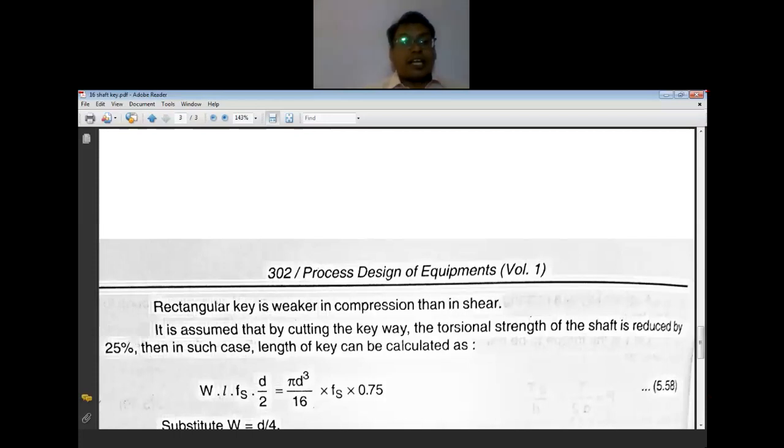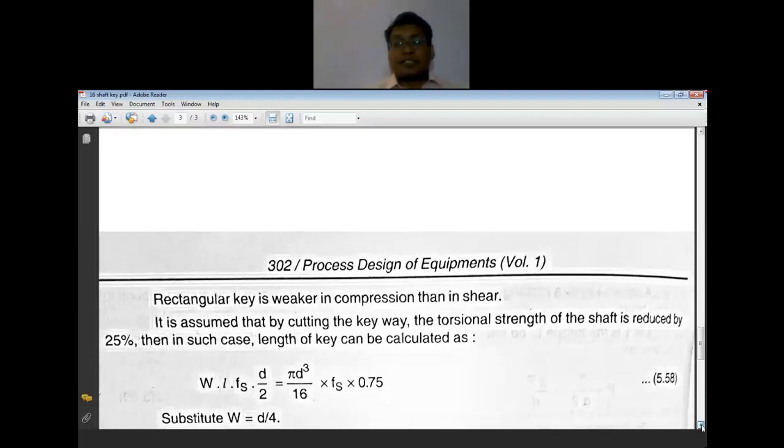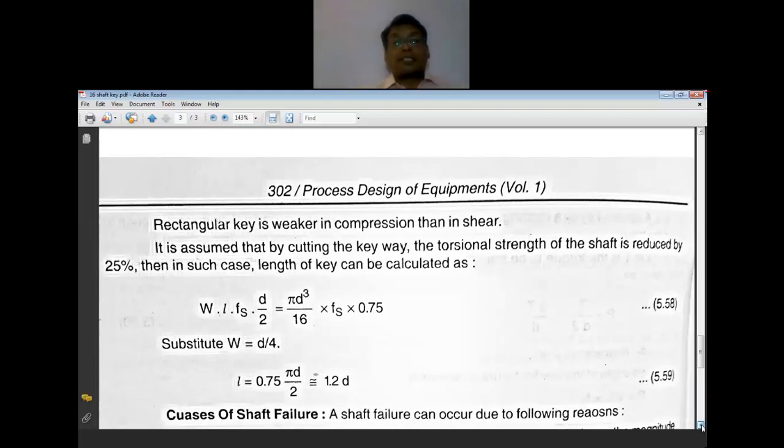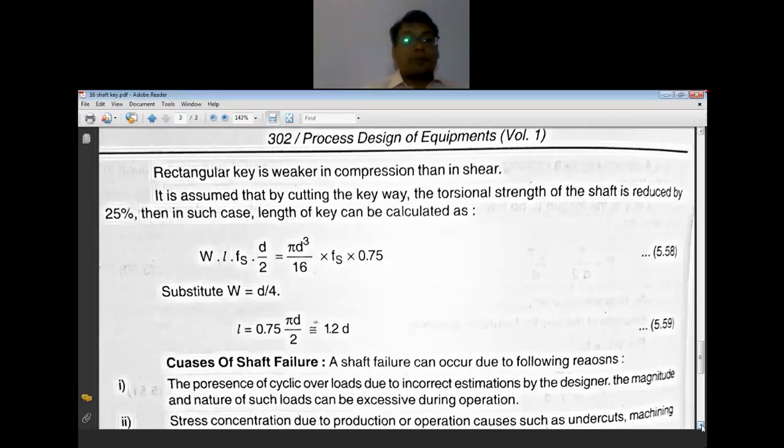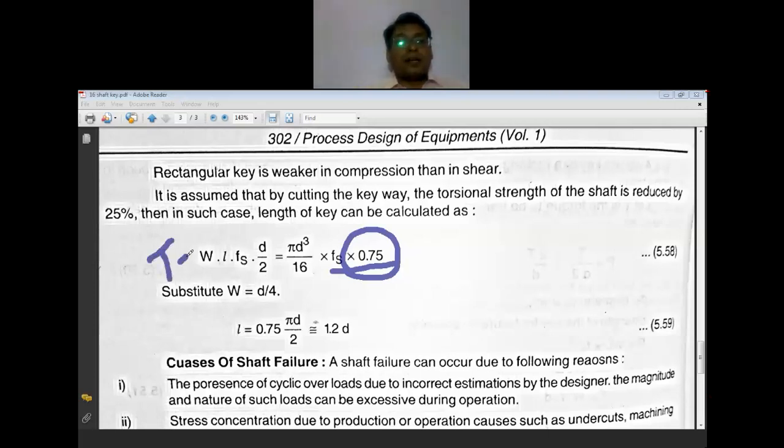That is why it is assumed that by cutting the keyway, the torsional strength of the shaft is reduced by 25%, because we are making a groove of 25% in the shaft. So the remaining strength is 75%. So the strength of the shaft is Fs into 0.75. The torque T is the strength of the key, and the strength of the shaft is reduced to 75% because we have already cut 25%.